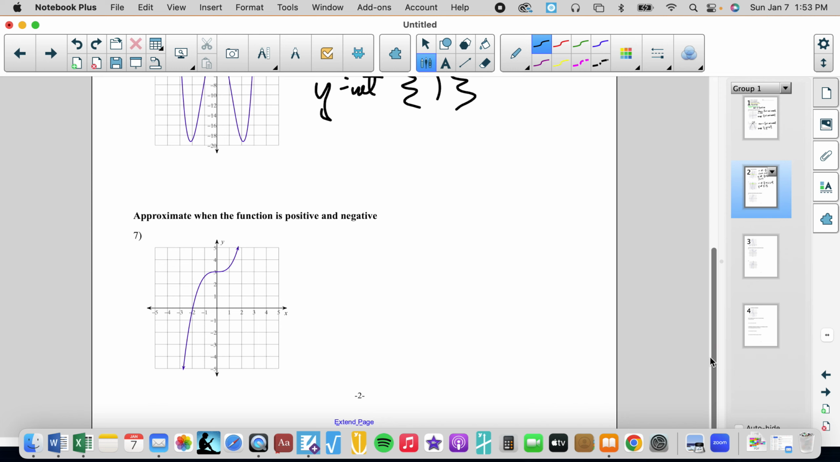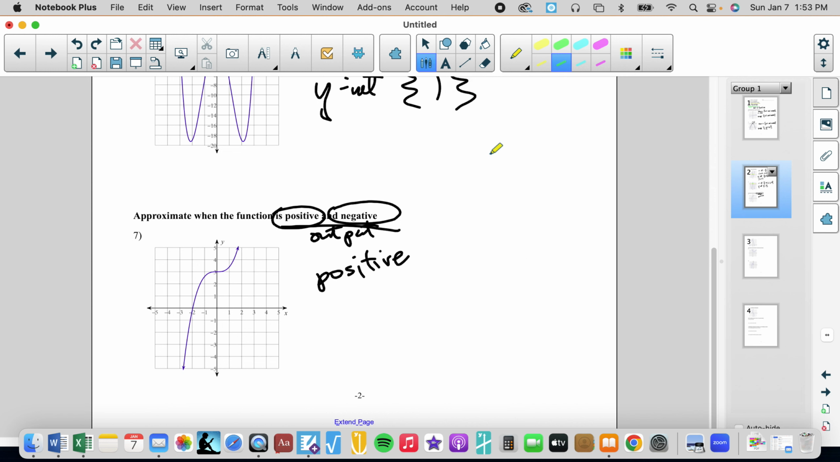Approximate when the function is positive and negative. When we talk about positive and negative, we're talking about outputs. When is the output positive? When is the output negative? And we want to know by providing the inputs what x values produce positive outputs, what x values produce negative. So I would make sure that I tell you which one I'm solving for or providing you information. So when are my outputs, my y values, positive?